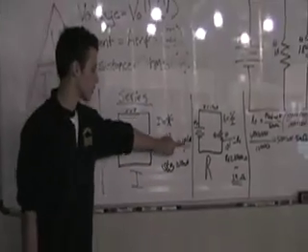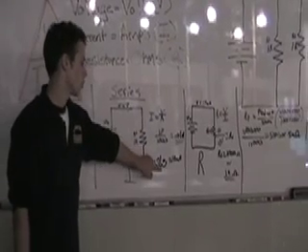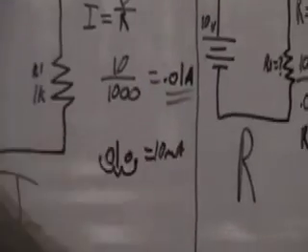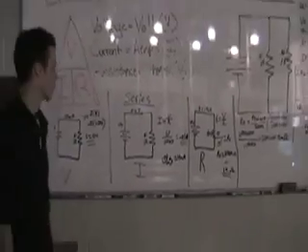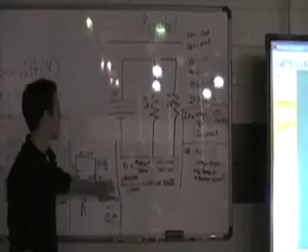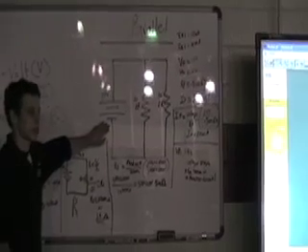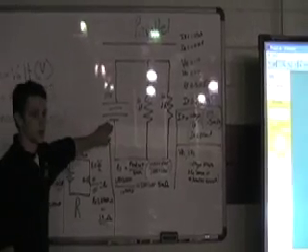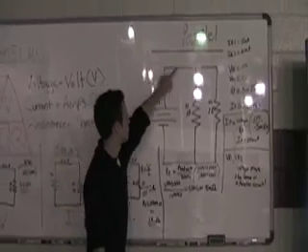To transfer that to milliamps, you move the decimal place 1, 2, 3 places to the right, which gives you 10 milliamps. That's how you find current in a parallel circuit. Current does not stay the same. Voltage stays the same. And another difference between a series and a parallel is parallel has 2 paths you can travel.